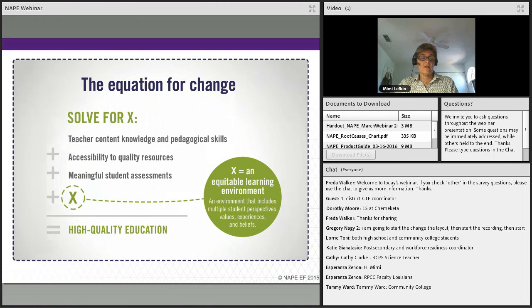What we're going to focus on today that is really the culminating piece of this report is the fact that when we talk about educational equity and improving schools and education reform, frequently the focus of those conversations, discussions, and policies are on teacher content knowledge, on pedagogical skills, on accessibility to quality resources, and on meaningful student assessments. And the issue of creating an equitable learning environment is frequently not part of the conversation. We want to add that to this formula. We think it's a critical element in order to really be able to succeed in closing the achievement gap, closing the interest gap, closing the participation gap in STEM.